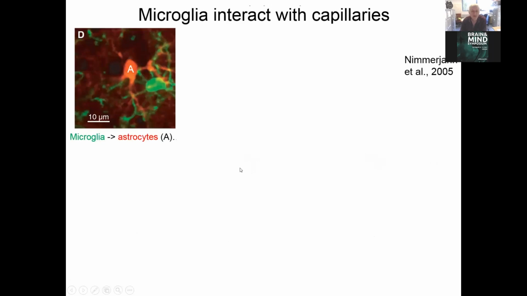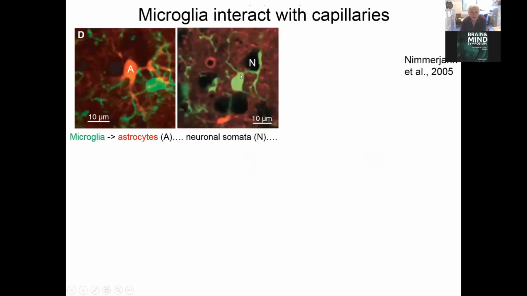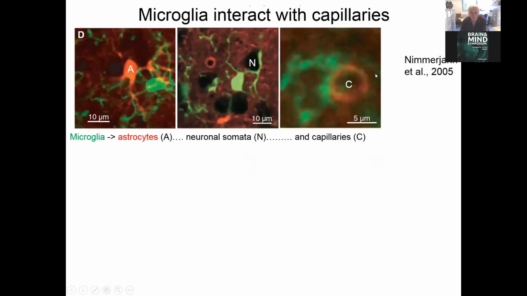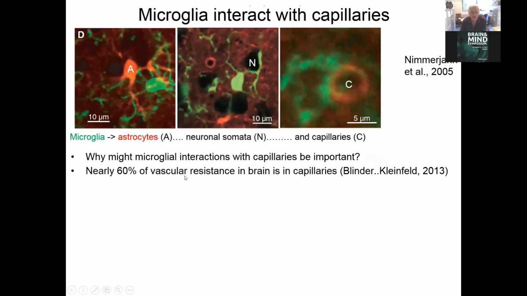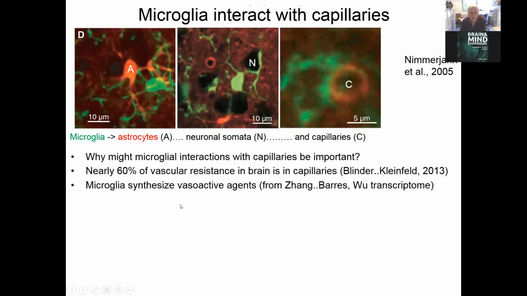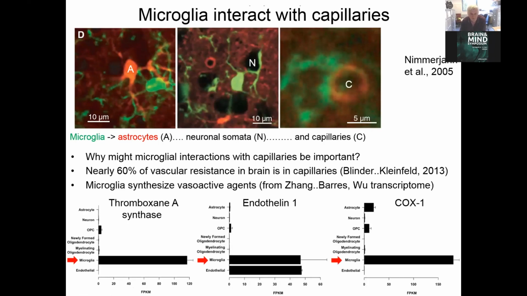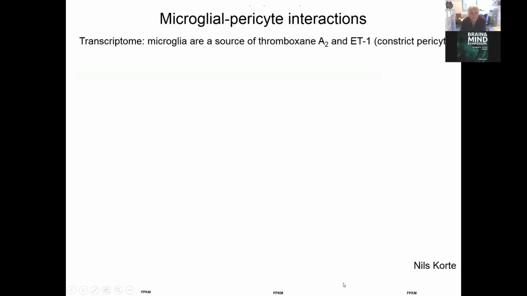Now, as they do that, they interact with all the cell types, astrocytes, neurons, and also blood vessels, capillaries. Now, why might this matter? Well, as I said earlier, most of the vascular resistance within the brain is in capillaries. Microglia synthesize vasoactive agents. For example, they synthesize thromboxane A2, which is a constrictor, endothelin-1, a very powerful constrictor, and they can also make prostaglandins, which are dilators.